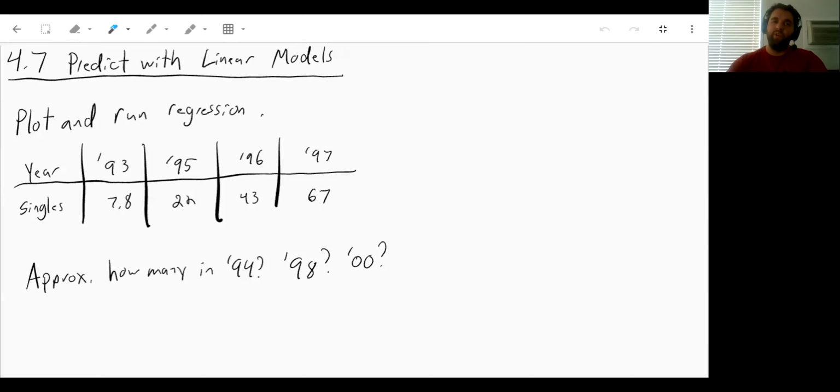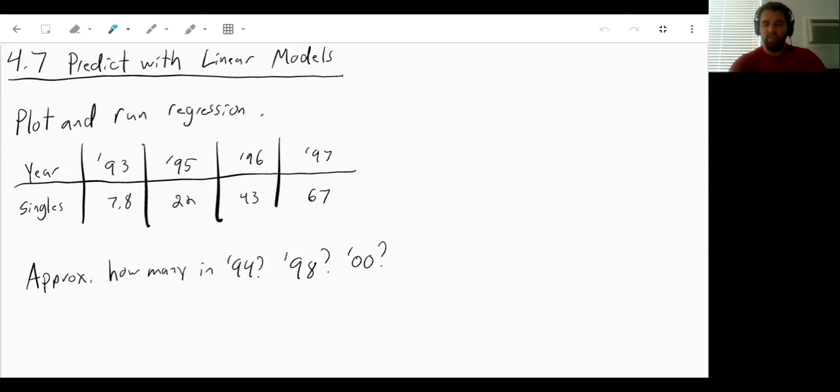Welcome to section 4.7, predicting with linear models. Remember last section when I talked about everyone's lines of best fit being different if they're doing it by hand? Computers can generate an actually accurate line of best fit that will be consistent across different models, across different people working with the same data.